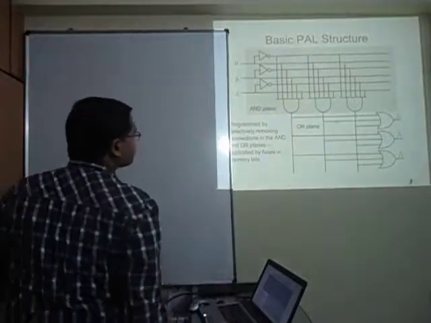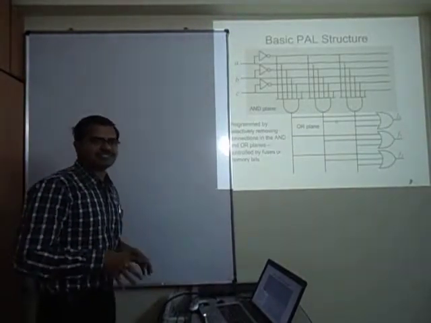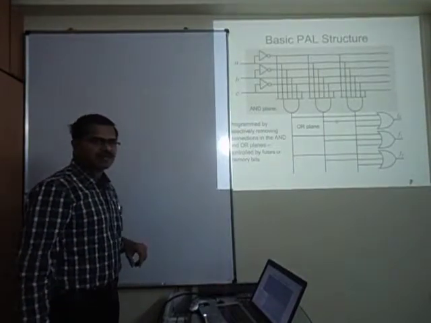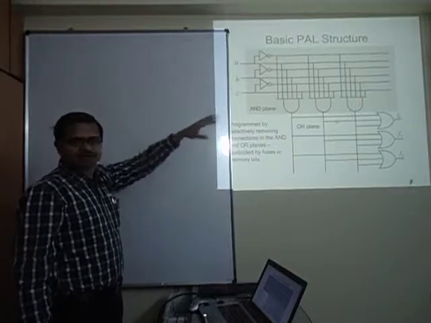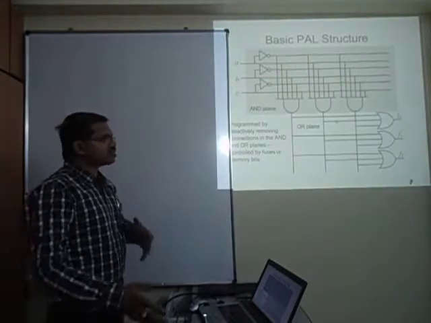So when you talk about sum of products, you know that first you are going to realize the product terms, then you are going to realize the sum terms. So these are the product terms, the AND plane, which you have to realize. And those product terms, once you compute them, you will find the sum of them. So that's what I mean by sum of products.